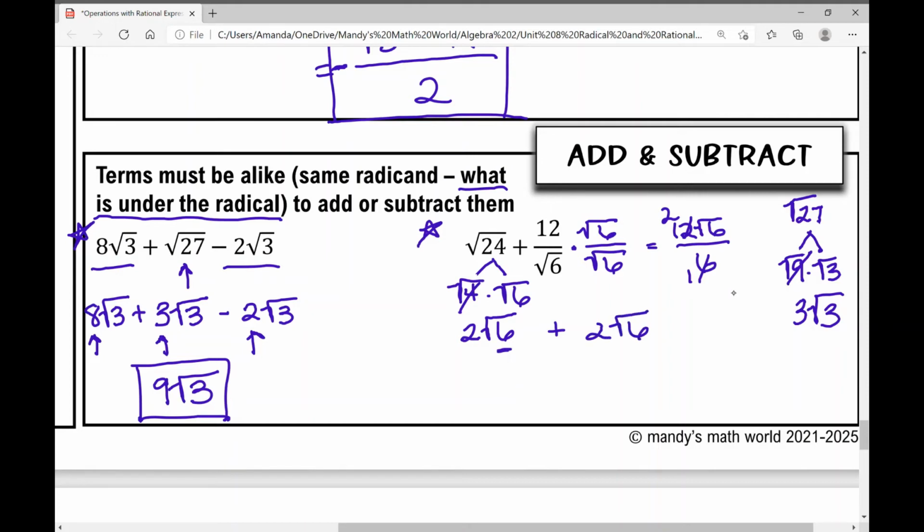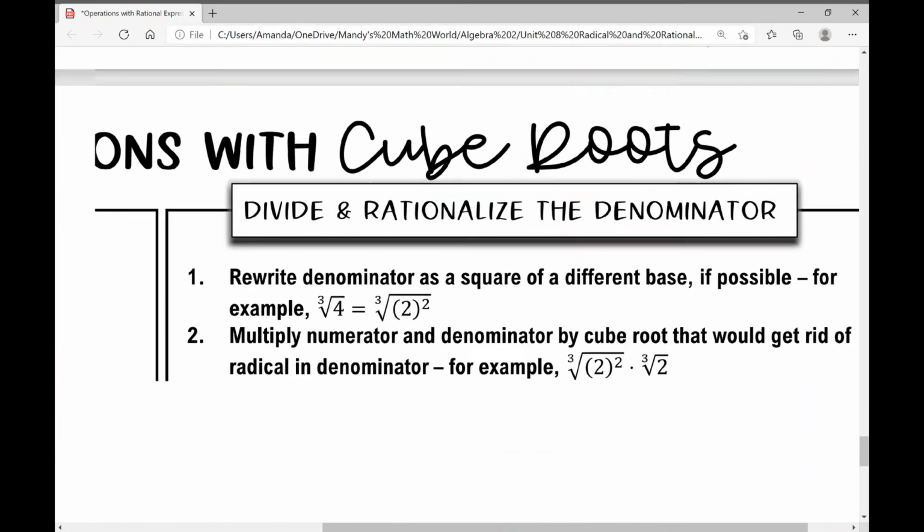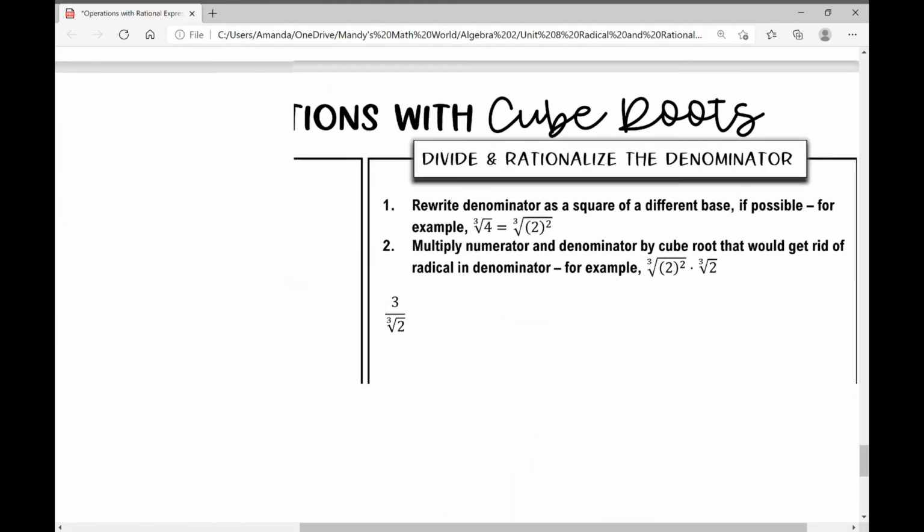Now I have like terms because these radicands are the same, and I'm going to combine them with the number that's out in front. So 2 plus 2 is 4. 4 root 6 is my answer. So now let's move on to the few examples that we have over operations with cube roots.